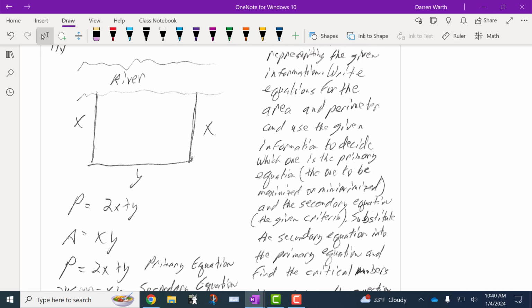the problem says, a farmer plans to fence a rectangular pasture adjacent to a river. The pasture must contain 245,000 square meters to provide enough grass for the herd. What dimensions will require the least amount of fencing if no fencing is needed along the river?